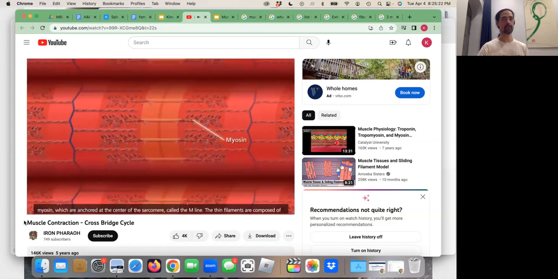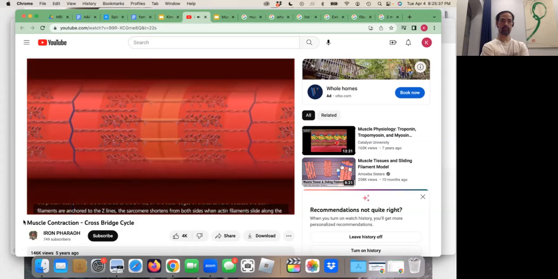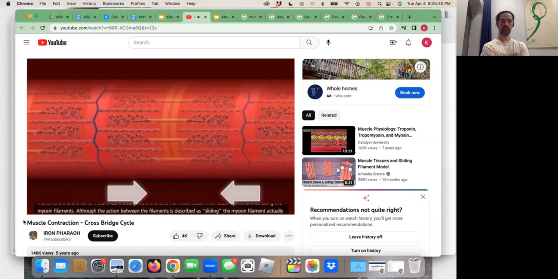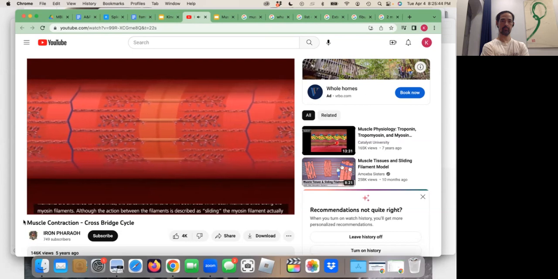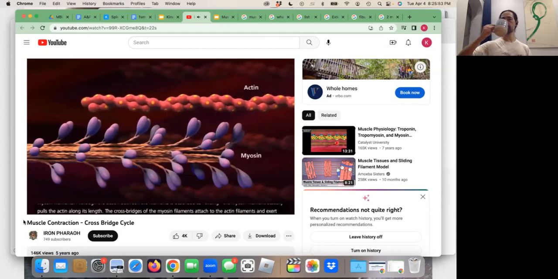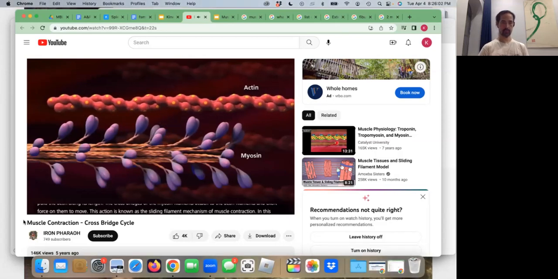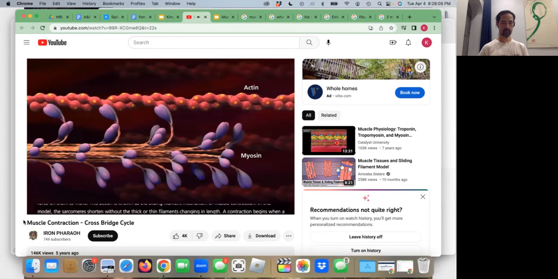The thick filaments are myosin, which are anchored at the center of the sarcomere called the M line. The thin filaments are composed of the protein actin, which are anchored to the Z lines on the outer edges of the sarcomere. Because the actin filaments are anchored to the Z lines, the sarcomere shortens from both sides when actin filaments slide along the myosin filaments. Although the action between the filaments is described as sliding, the myosin filament actually pulls the actin along its length. The cross bridges of the myosin filaments attach to the actin filaments and exert force on them to move. This action is known as the sliding filament mechanism of muscle contraction.